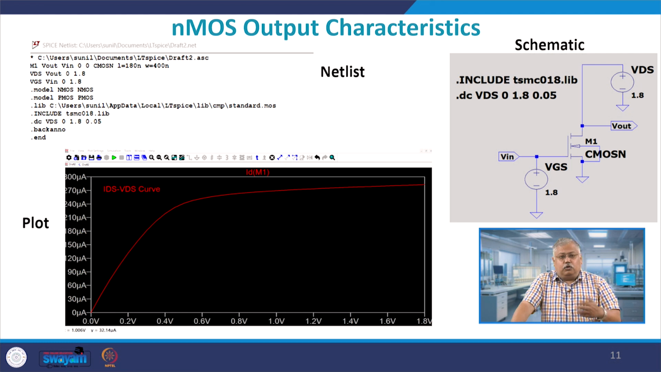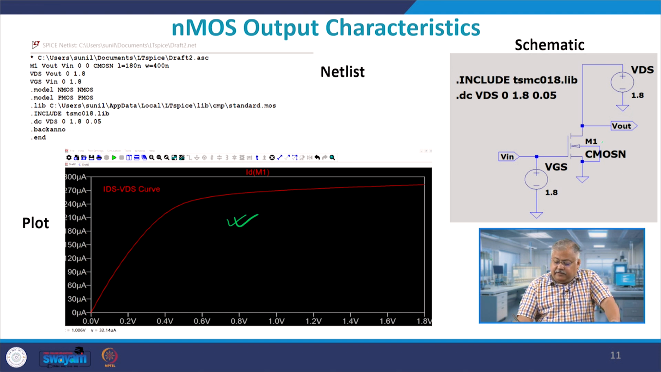Similarly, NMOS output characteristics you can draw here in LTspice. So, this is by default a higher level of SPICE automatically taken into consideration. So, this is now IDVD, right, IDVD for a fixed value of VGS, and we got the same characteristics as expected from our previous discussion in the case of output characteristics.